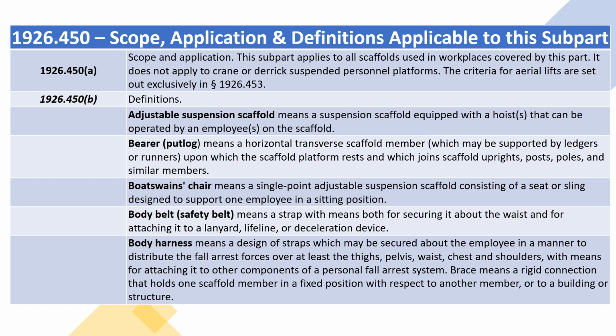Body harness means a design of straps which may be secured about the employee in a manner to distribute the fall arrest forces over at least the thighs, pelvis, waist, chest, and shoulders, with means for attaching it to other components of a personal fall arrest system.